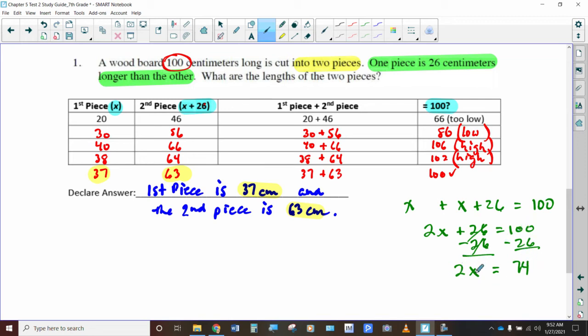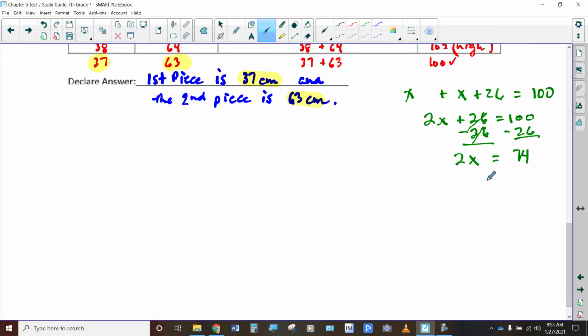Now, 2 times something is 74. What are you going to multiply times 2 to give you 74 for an answer? This is where our 3rd and 4th grade fact families come into play. If 2 times x is 74, then 74 divided by 2 will tell you what x is. So let's divide both sides by 2, so you get a giant 1 there. That's 1x is equal to whatever this answer is, which is 37.